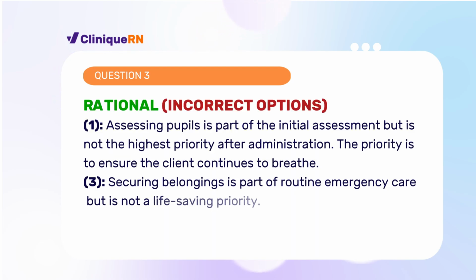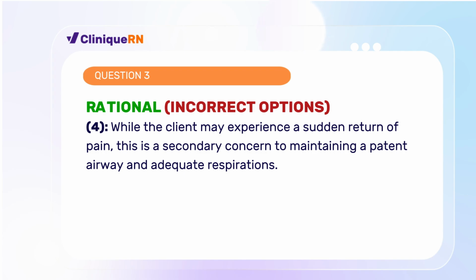Incorrect option 1. Assessing pupils is part of the initial assessment but is not the highest priority after administration. The priority is to ensure the client continues to breathe. 3. Securing belongings is part of routine emergency care, but is not a life-saving priority. 4. The client may experience a sudden return of pain. This is a secondary concern to maintaining a patent airway and adequate respirations.